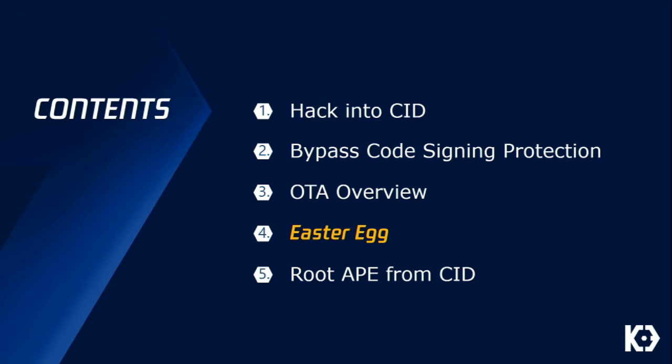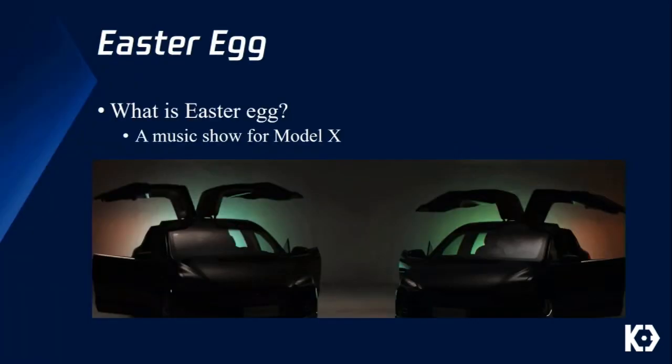Okay, because I am talking about the Easter egg, I want to ask one question. What is the Easter egg? You get some choices. The first choice is you can buy a Model X, and you can play the Easter egg from time to time. And I do believe the Tesla dealer will never tell you how exactly the Easter egg works. But now I can tell you more details about the Easter egg.